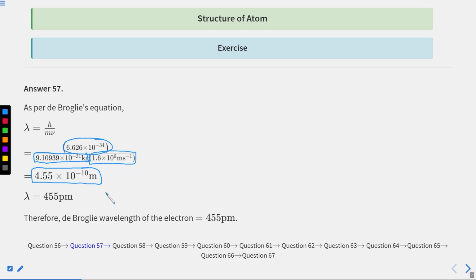Now further, if you move the decimal place to the right, then the power will decrease, that is 10 to the power minus 12. So that would give us 455 into 10 to the power minus 12. And we know that the relation between meter and picometer is that 1 picometer is equal to 10 to the power minus 12 meter. So if you convert it into picometer, that would give us the value of lambda as 455 picometer. Clear?